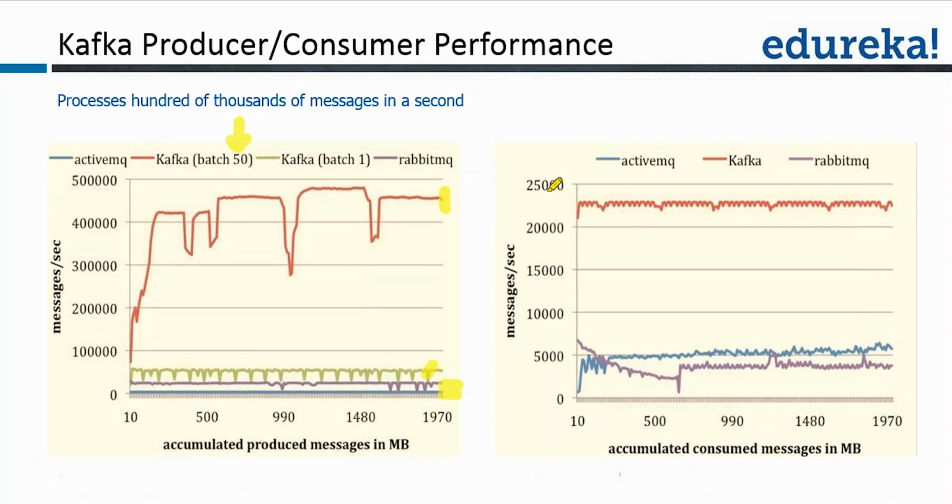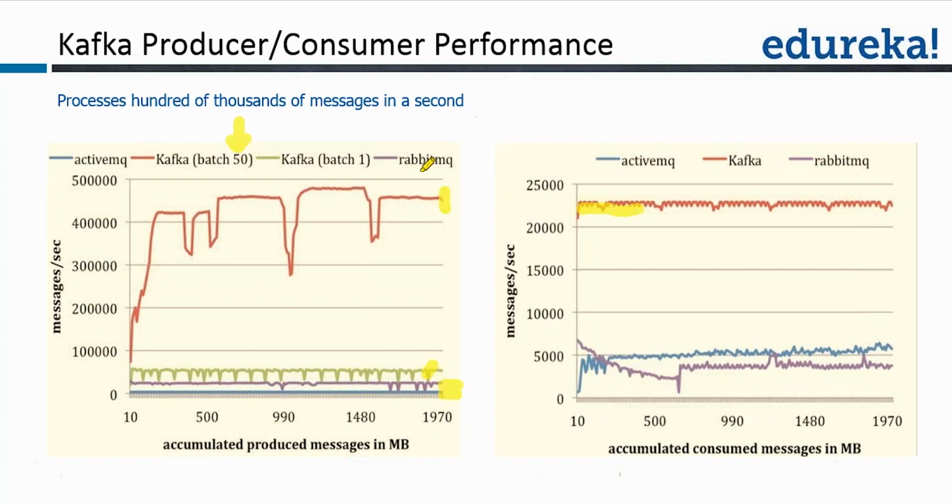Next, the consumer: how was it working at that time? For ActiveMQ, it started slow but then stabilized around 6,000 messages per second. RabbitMQ started with 6,000 messages per second, but slowly reduced to under 5,000 messages per second. Whereas Kafka was consistent at around 23 to 24,000 messages per second. You can still see the difference.